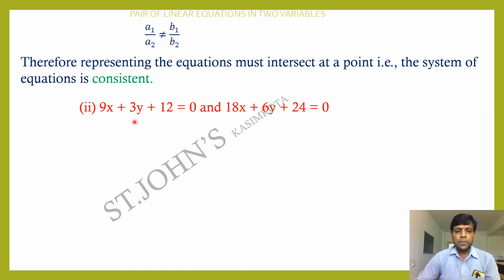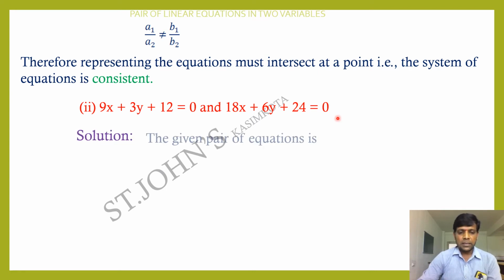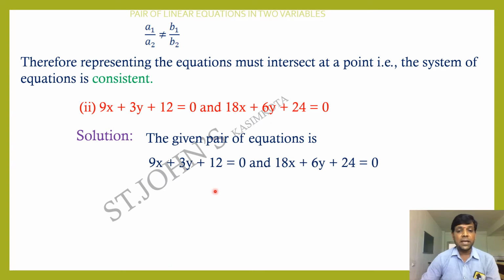9x plus 3y plus 12 equal to 0 and 18x plus 6y plus 24 equal to 0. These two are the given equations. Solution part. The given pair of equations is 9x plus 3y plus 12 equal to 0 and 18x plus 6y plus 24 equal to 0. Here a1 equal to 9, b1 equal to 3, c1 equal to 12, a2 equal to 18, b2 equal to 6 and c2 equals 24.